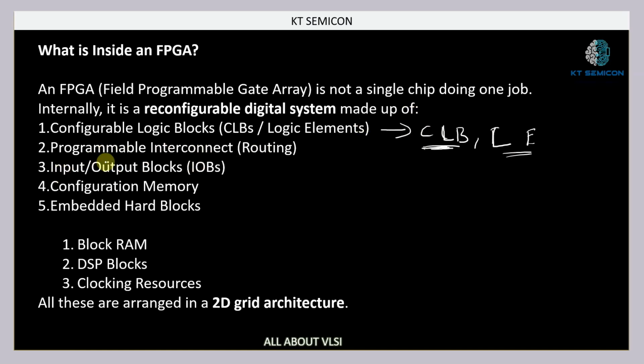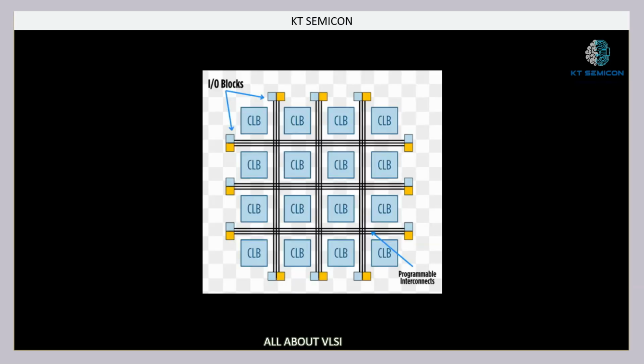And you will have programmable interconnects, which are used for routing, input output blocks, configuration memory, and embedded hard blocks, which you can also call BRAMs, block RAMs. We will see what we mean by this. So we have block RAMs, DSP blocks, clocking resources, and everything will be arranged in a 2D architecture. These are the things present in an FPGA which make it reconfigurable. Now, let us first see the internal architecture of this FPGA. I was talking about this particular thing. So your FPGA is going to look like this.